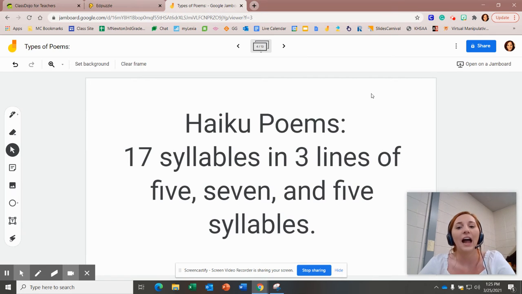Next kind is called a haiku. A haiku poem has 17 syllables. Like my name, Mallory, has 3 syllables. This entire poem has 17 syllables in 3 lines. It can only be a 3-line poem. The first line has 5 syllables, the second line has 7 syllables, and the last line has 5 again.